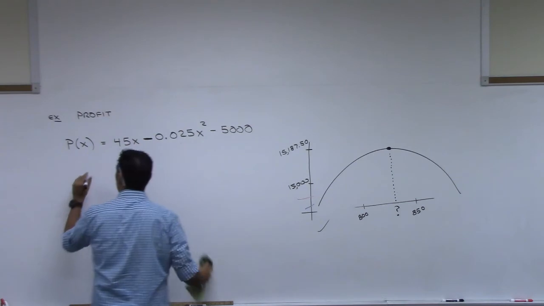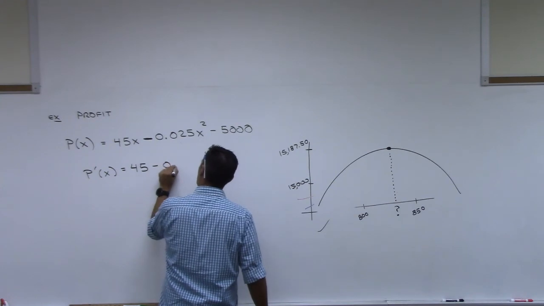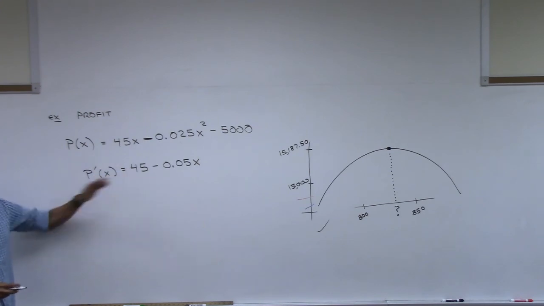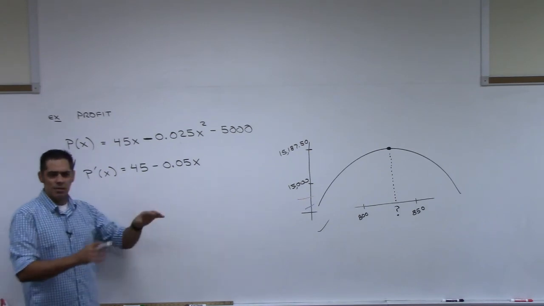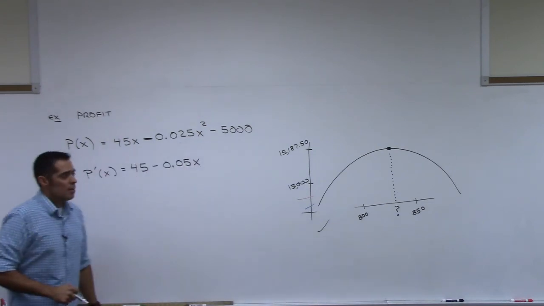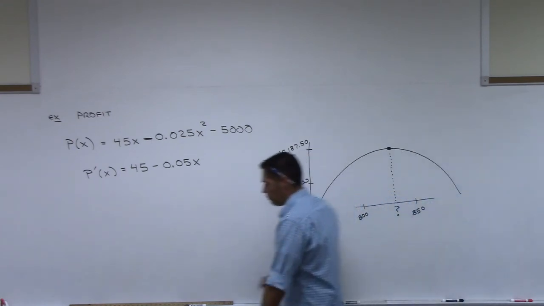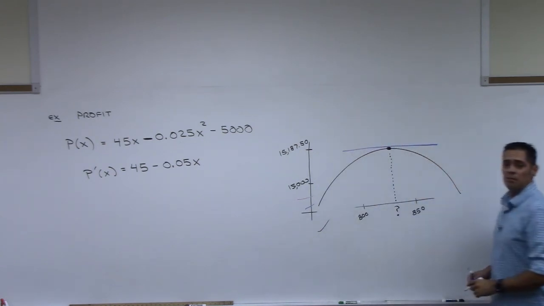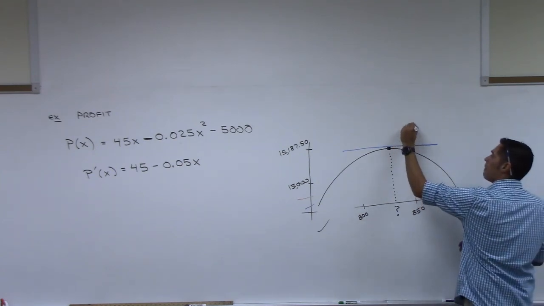Let me put the derivative back up here. The derivative of this function was 45 minus 0.05x, right? This represents the slope of the tangent line at any value of x, right? You give me 800, it was 5. You give me 850, it was 2.75. You give me 2,000, it's negative whatever it was, 50 or 55. What if I want to know this maximum profit? Then I'm trying to find that tangent line, right? What's the slope of that tangent line? That's 0, isn't it?